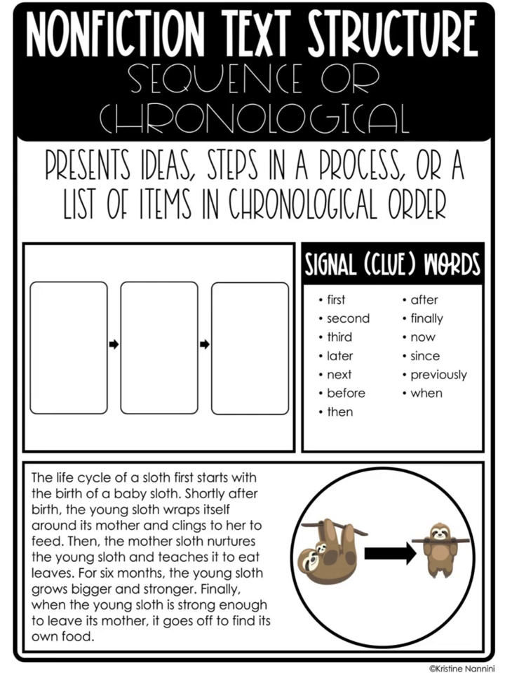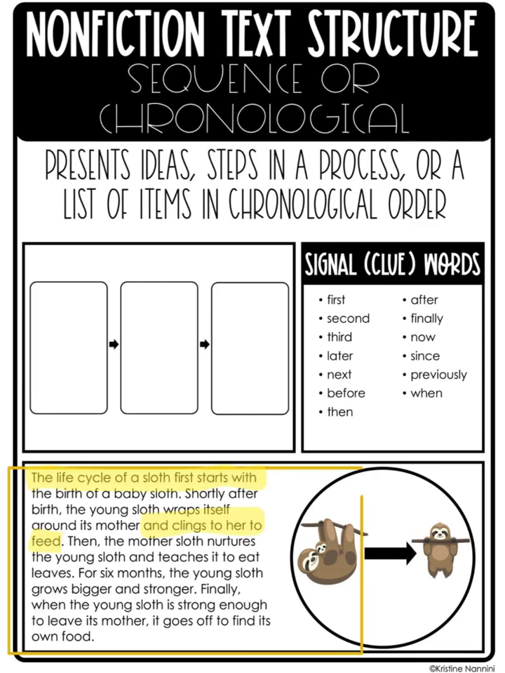The life cycle of a sloth first starts with the birth of a baby sloth. Shortly after birth, the young sloth wraps itself around its mother and clings to her to feed. The mother sloth nurtures the young sloth and teaches it to eat leaves. For 6 months, the young sloth grows bigger and stronger. Finally, when the young sloth is strong enough to leave its mother, it goes off to find its own food.